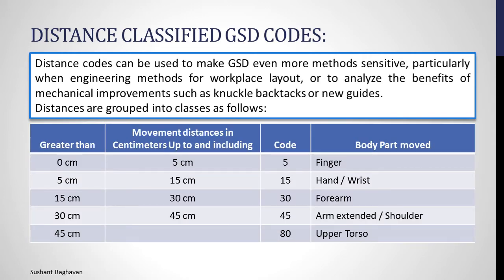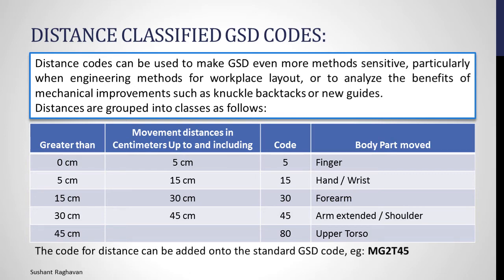Movement distance in centimeters, up to and including, code, body parts moved. Greater than 0 cm, up to 5 cm, code 5, finger. Greater than 5 cm, up to 15 cm, code 15, hand or wrist. Greater than 15 cm, up to 30 cm, code 30, forearm. Greater than 30 cm, up to 45 cm, code 45, arm extended or shoulder. Greater than 45 cm, code 80, upper torso.